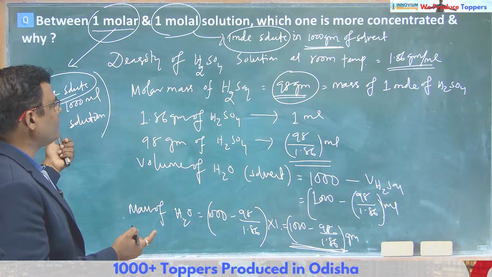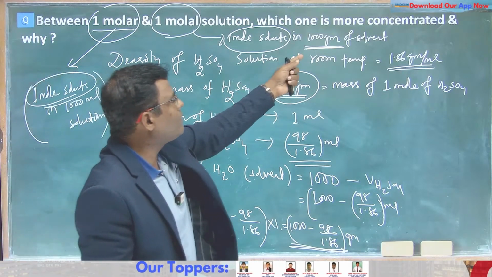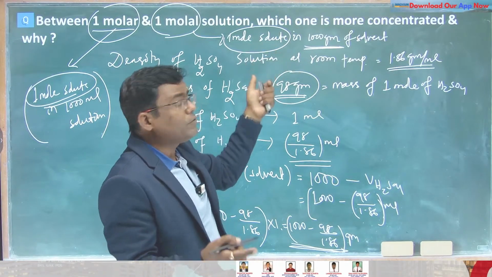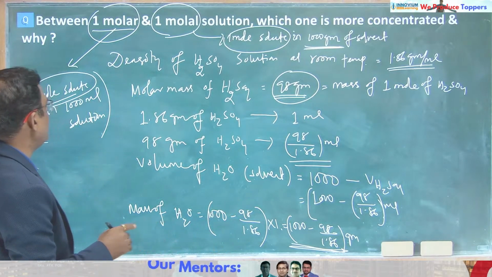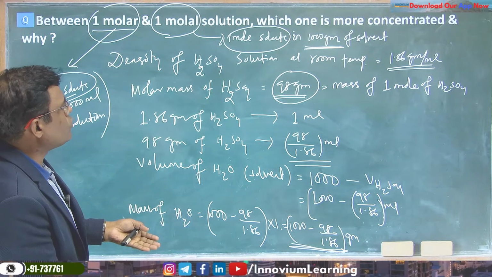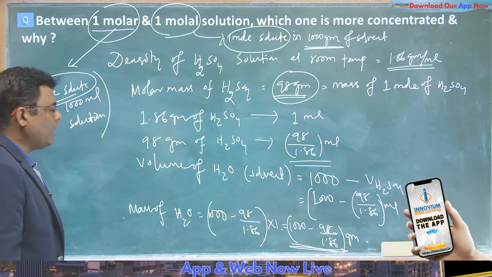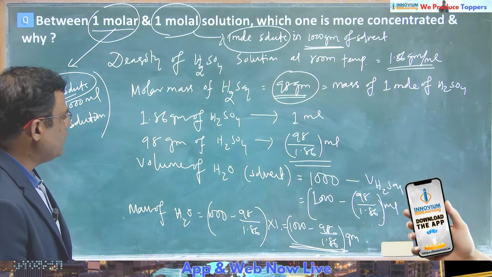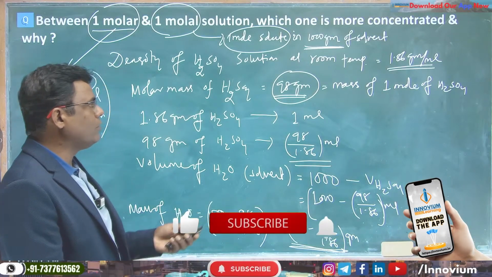So this is more concentrated: less solvent amount means more concentrated, more solvent amount means less concentrated. That means for the same amount of solute, the solute amount is the same in both cases. So instead of H2SO4 you can take any other solute for that solution, correct? I hope all of you got this concept. Through this example only we can easily get this concept clearly.